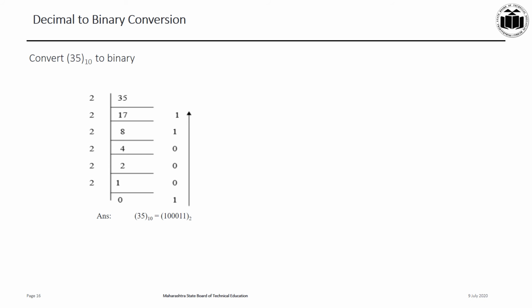List the remainder values in the reverse order from bottom to top as shown by the arrow. So, the binary representation of the decimal number 35 to the base 10 will be 1000111.